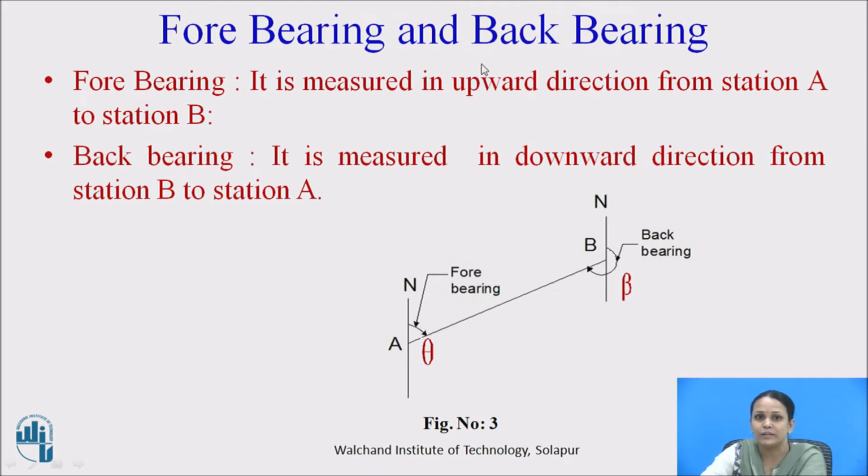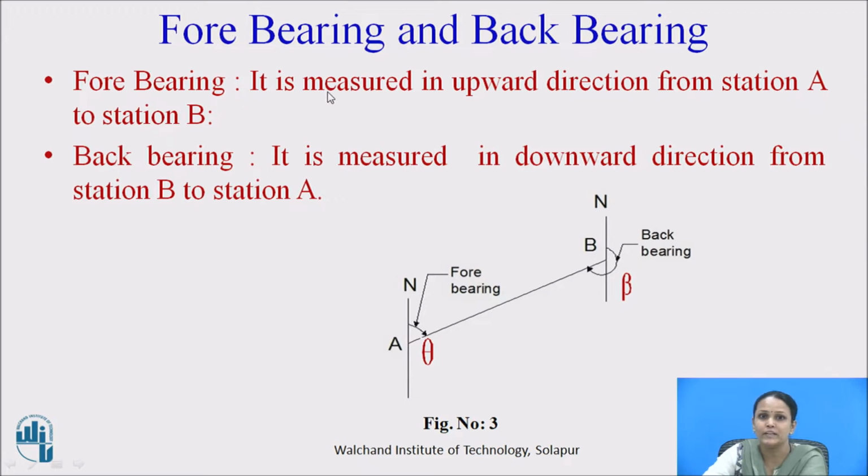Now, we will see what is fore bearing and back bearing. In this figure, the survey line AB is shown with the angle theta, and the angle beta at station A and station B with respect to the north direction. When we measure the bearing of the line from station A to B, it is called the fore bearing of the line AB. And for the same survey line, when we measure the bearing from the second station to the first station, that is from station B to station A, it is called the back bearing of survey line AB.